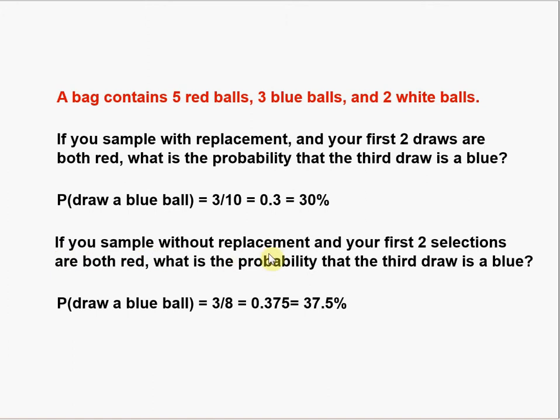If you sample without replacement and your first 2 selections are both red, what is the probability that the third draw is a blue? Since you do not replace the balls that you drew earlier back into the bag, the third time when you go to draw a ball from the bag, you know that there are only 8 balls, and among 8 balls, there are 3 blue balls. Therefore, the probability of getting a blue ball is 3 over 8, 37.5%.